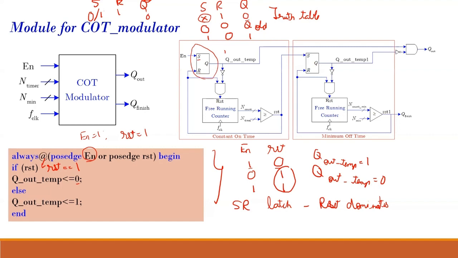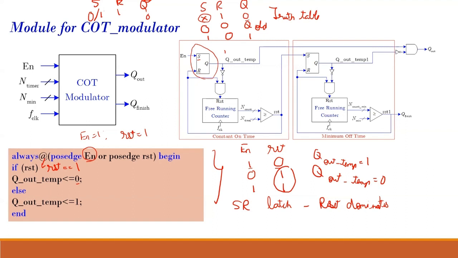Here, in this code, we have written positive edge enable or positive edge reset. So there is a possibility that both the enable and reset can be 1 as per the code, yes, exactly, but the output will be reset dominated.